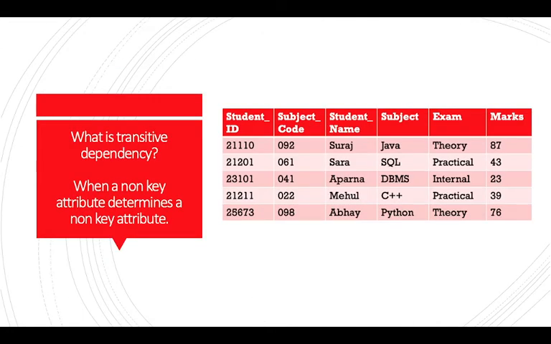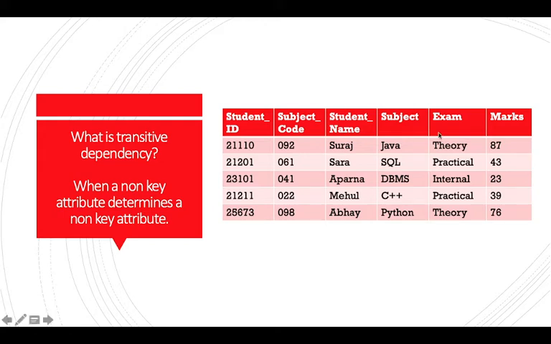Before we cover the concept of 3NF, I want you to understand what is transitive dependency. According to the definition, when a non-key attribute determines another non-key attribute, that is, there's an indirect relationship between the attributes. Let us try to understand this with a real life example.